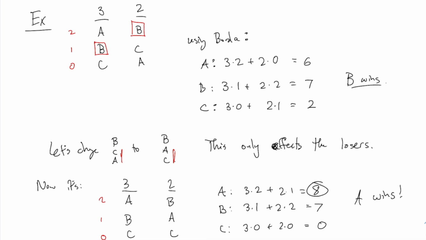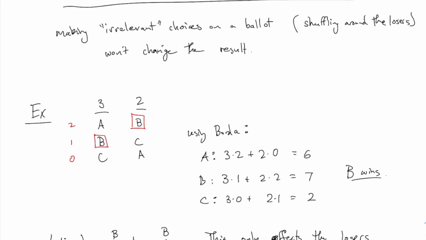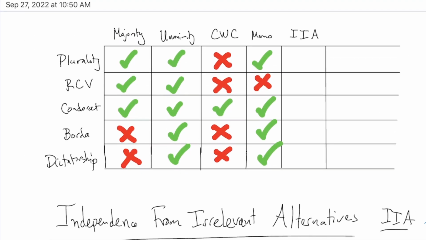This is a slightly weird thing about Borda. Sometimes when you shuffle around the losers, it actually matters. It changes the results of the election. And so for that reason, we say Borda does not satisfy the IIA, because you can shuffle around the losers and make it actually change the results. So I'm going to put a little X in the chart up there. Borda does not satisfy the IIA.